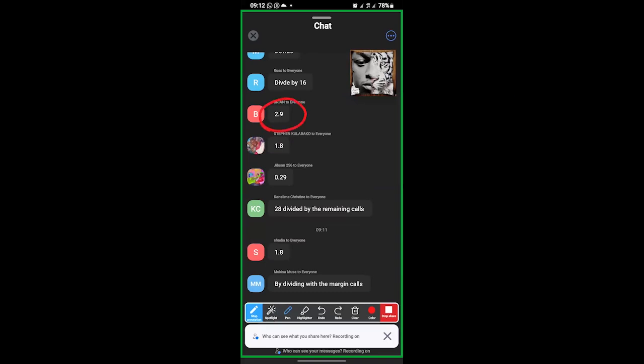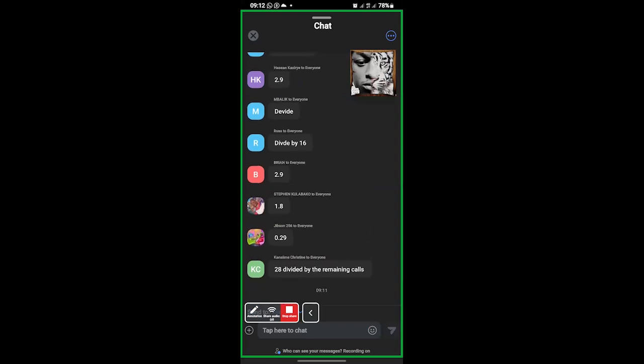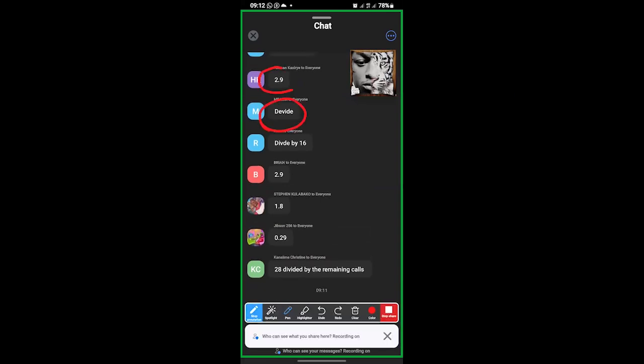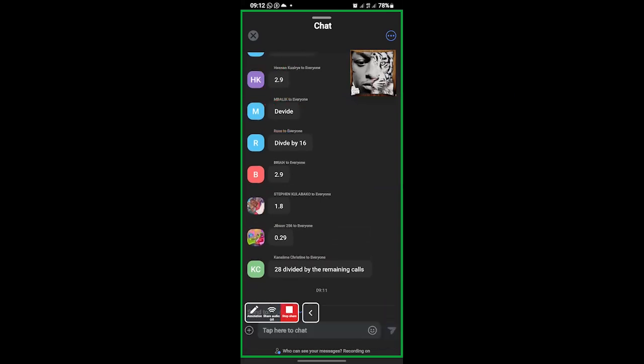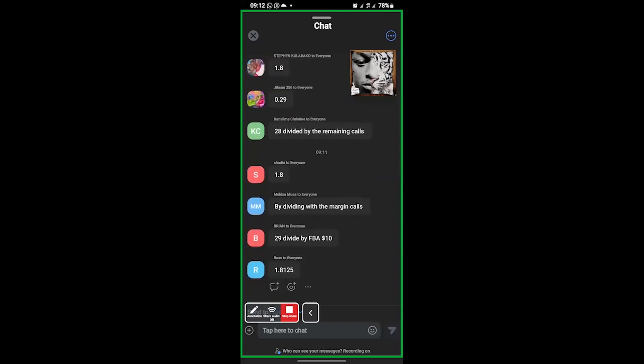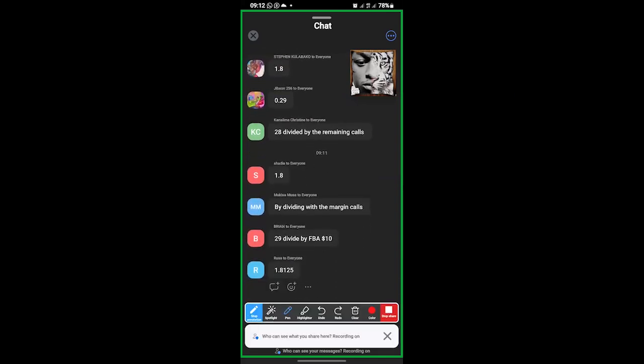This one here, 2.9. Then this one also 2.9. Then here is a better one: 29 divided by the first buying amount. This is a very good explanation. So this is how you come up with it. So for the rest of the answers, guys, thanks for trying. Let's keep learning. But we exposed 2.9.